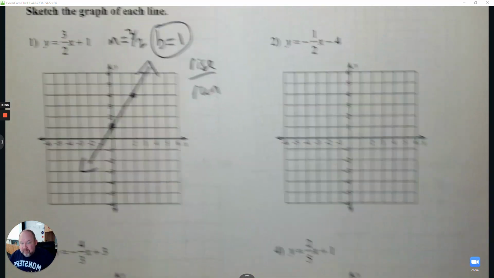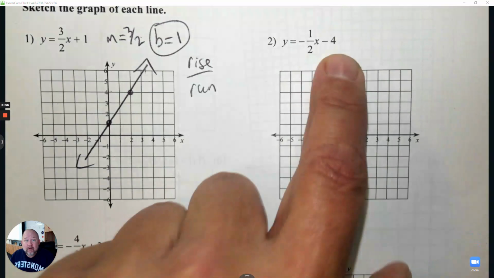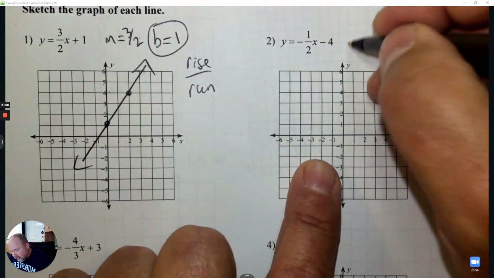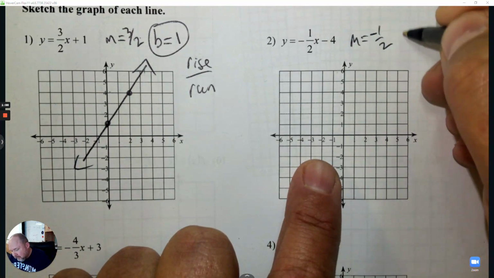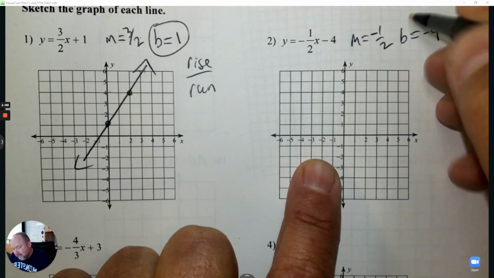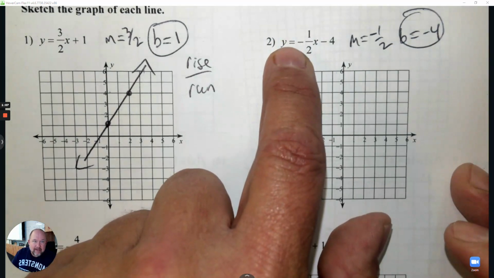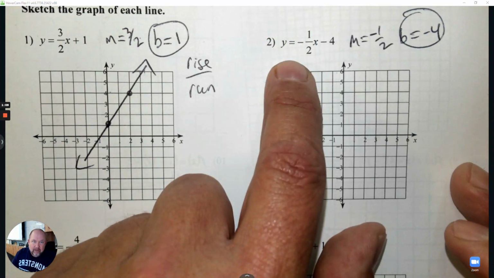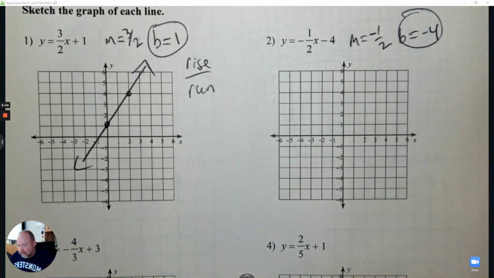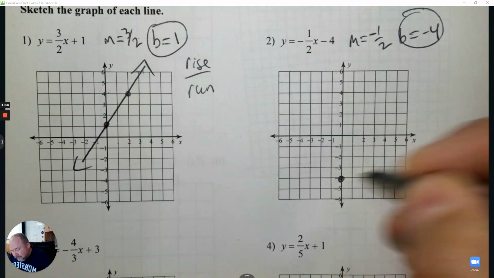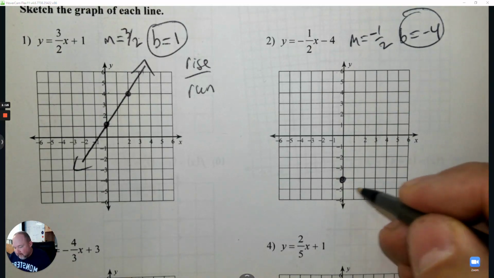Let's try it again. So number 2, I want to graph this. So the slope is -1 over 2, and the y-intercept is -4. I circle it because that's where I'm going to start. Notice the negative can either be on the top or bottom, but not both. So the y-intercept is -4, and then the direction I'm going to go is down 1 and to the right 2, and then draw my line.